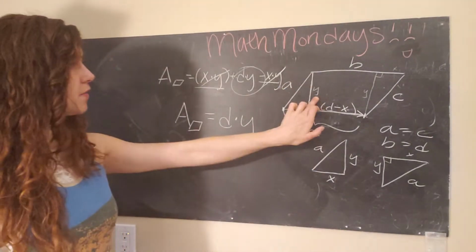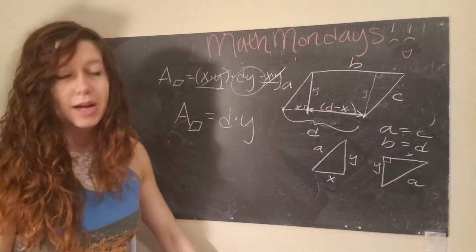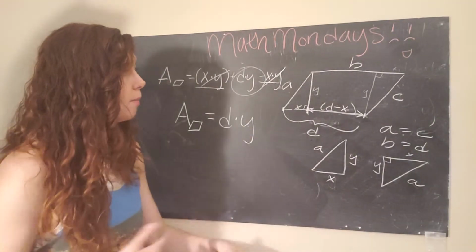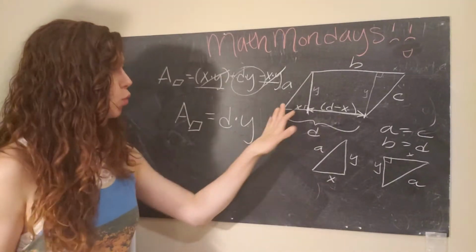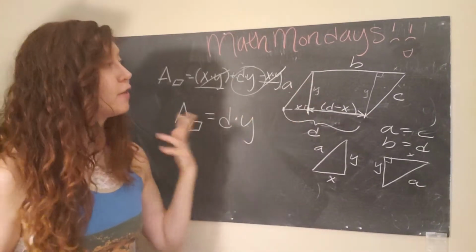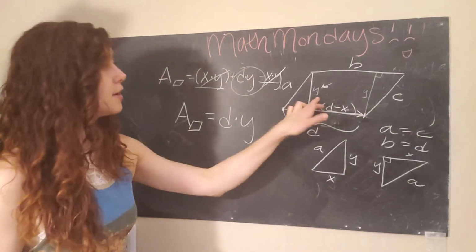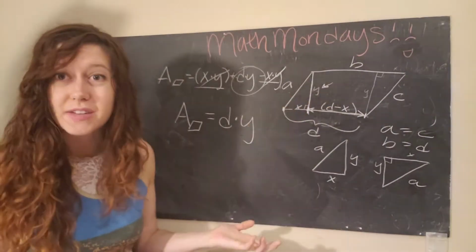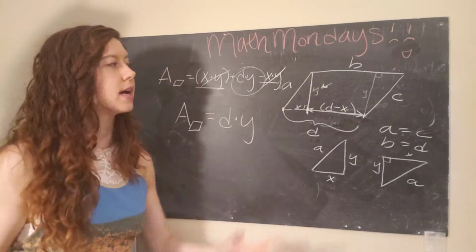height of this triangle. So oftentimes you'll see Y labeled as H but it really doesn't matter. These letters are just variables. They're placeholders for whatever actual numbers you have. So to find the area of a parallelogram, you would need to know that value. What happens if you don't know the height of the inside?